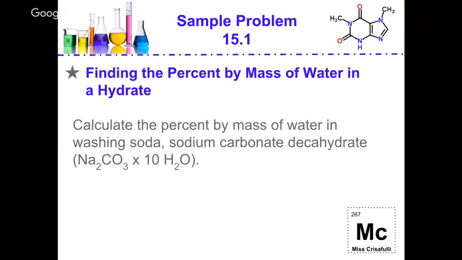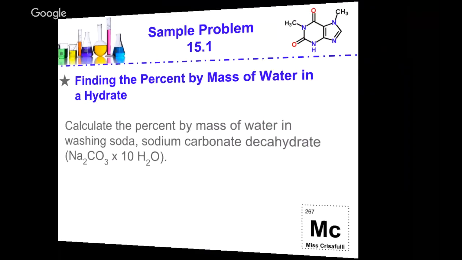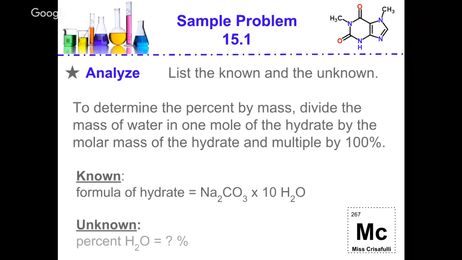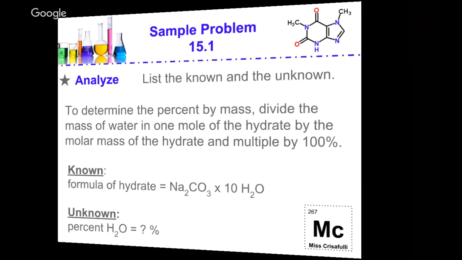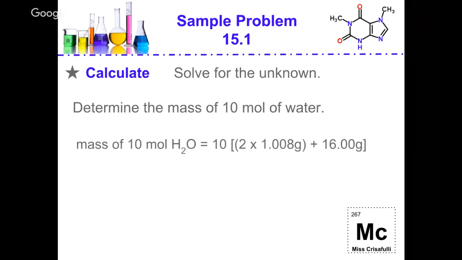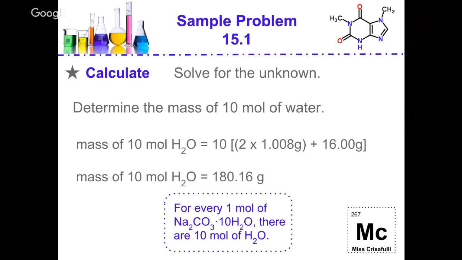Let's find the percent by mass of water in a hydrate. So we're going to determine the percent by mass of water in sodium carbonate decahydrate. First thing is we've got to list what we know and what we don't know. Now let's go through our steps. We're going to determine the mass of 10 moles of water. So the mass of 10 moles of water is going to be 10 times the molar mass of water. So we get a mass of 180.16 grams. Remember, for every 1 mole of that compound, there are 10 moles of water.